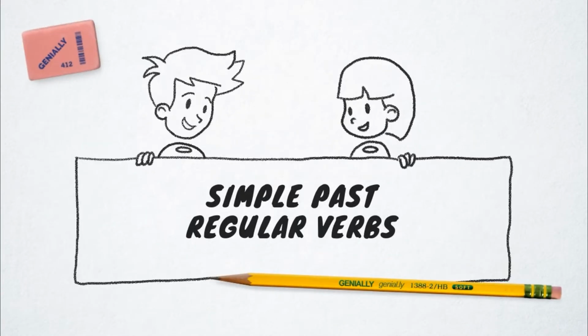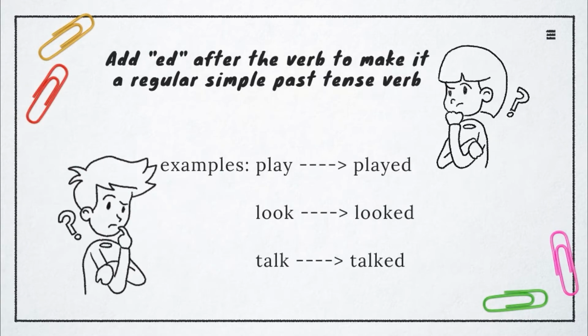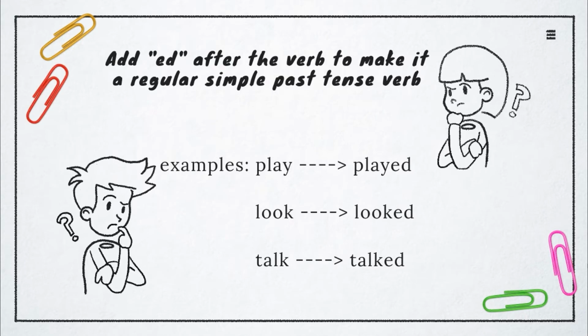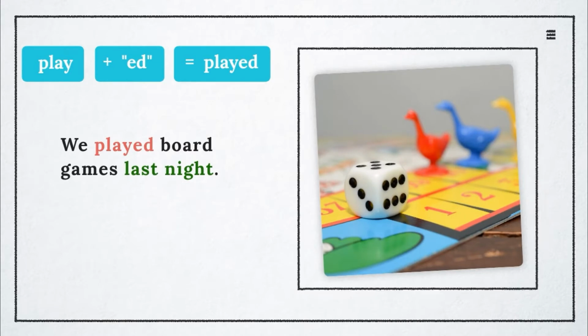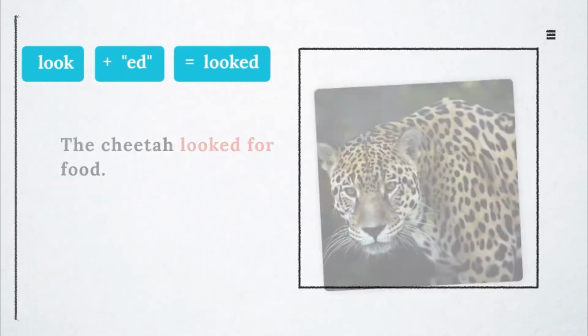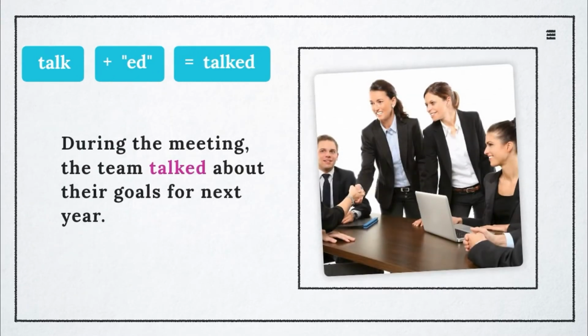So we're going to first look at the simple past regular verbs. The most common way to make a verb into its simple past tense form is to add ed after the verb. So for example, play becomes played. Look becomes looked. Talk becomes talked. And here is a sample sentence. We played more games last night. The cheetah looked for food. During the meeting, the team talked about their goals for next year.